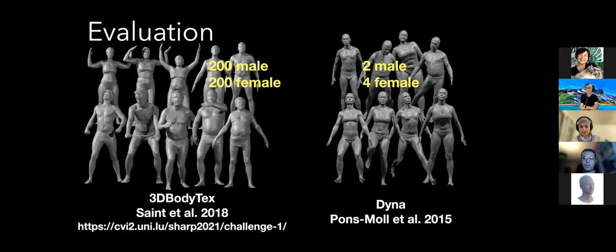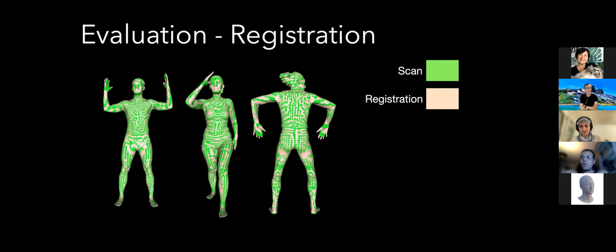So those are raw scans, and we register those raw scans to our templates. Michael talked about why we need to do this registration step. And here I'm showing you what a registration looks like. Those are registrations from the 3D body text data sets when we fitted them to our template mesh.